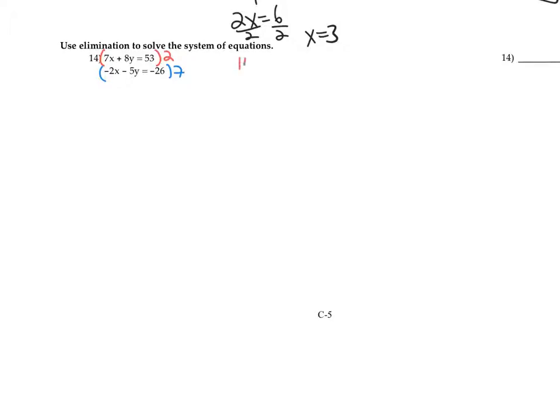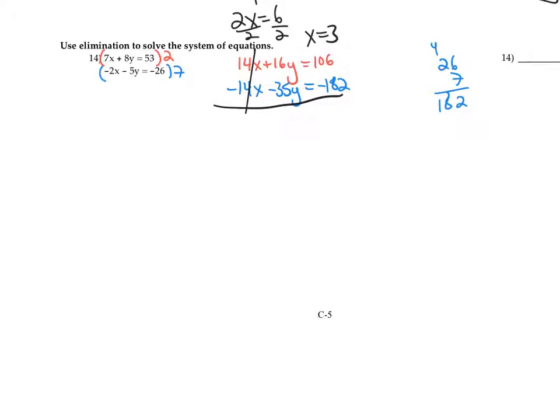So my first equation is going to become 14x plus 16y equals 106. My second equation is going to be negative 14x minus 35y equals, and then 26 times 7, 7 times 6 is 42, 7 times 2 is 14, plus 4 is 18, so that's negative 182. Don't forget to multiply the entire equation when you're doing this. Now when I add down, my x's will cancel, and that's going to leave me with negative 19y equals negative 76. When you divide both sides by negative 19, you're going to get that y equals 4.